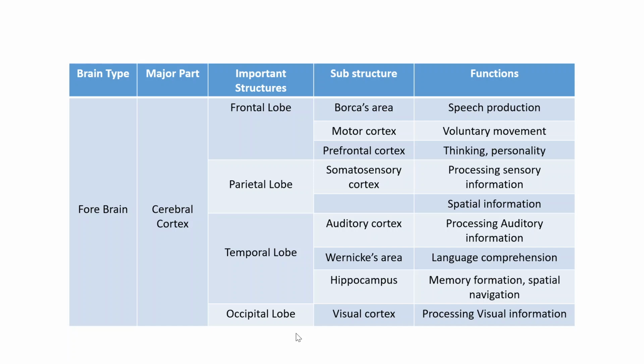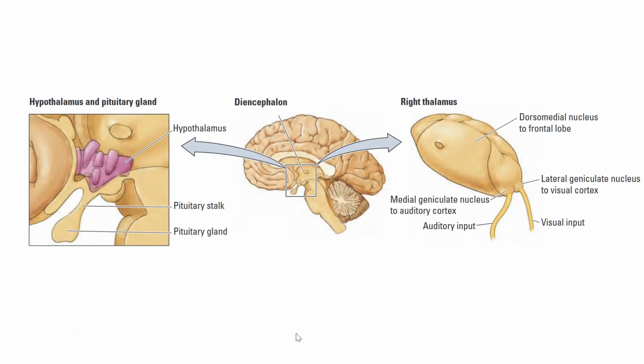Hippocampus is related to memory formation, because once the hippocampus is removed, you cannot form memories, or you get some form of amnesia. Occipital lobe is connected to vision, processing visual information. So, that's the main function of the cerebral cortex of the forebrain. Now we move forward to other parts.